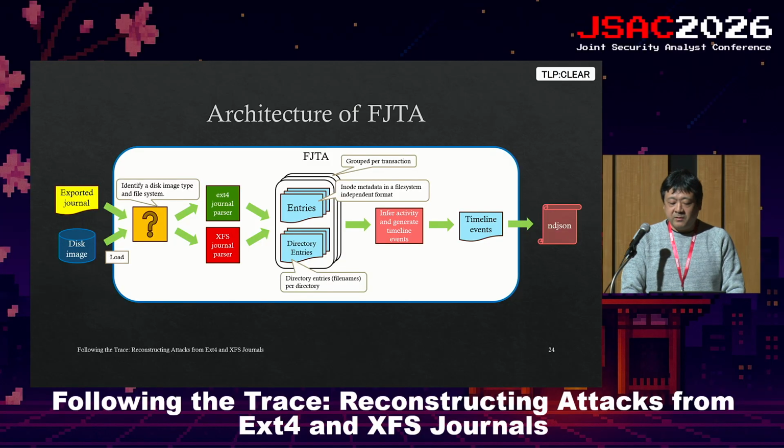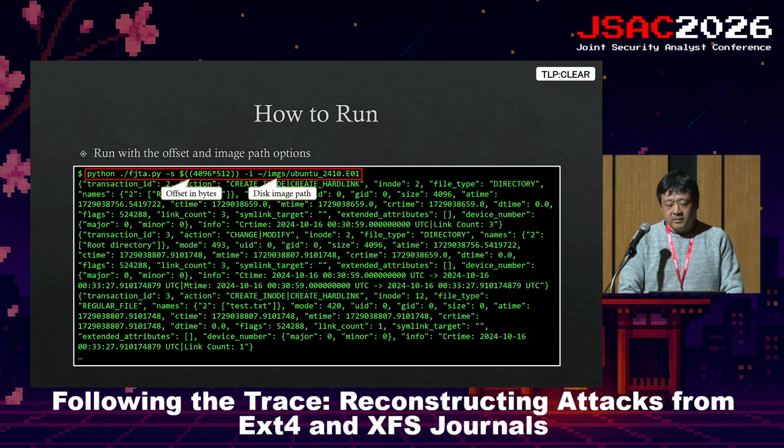The architecture of FJTA is like this. First, it performs automatic identification of the disk image and the file system. Whether parsing Ext4 or XFS, it holds inode metadata and directory entries in a common format independent of the file system. This allows the implementation of file activity inference and timeline output as standardized.